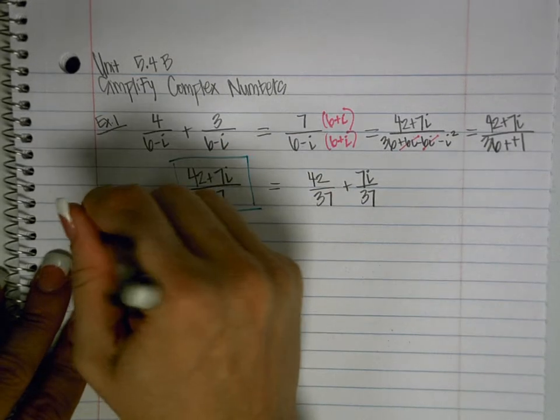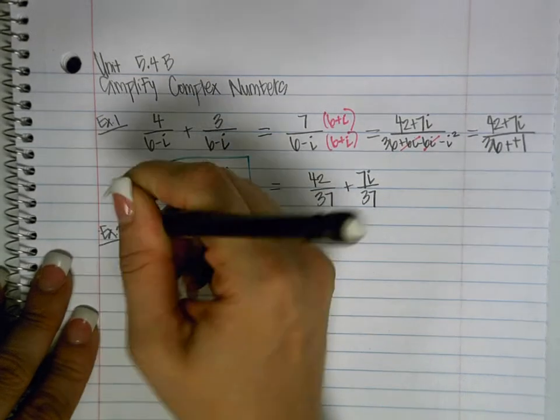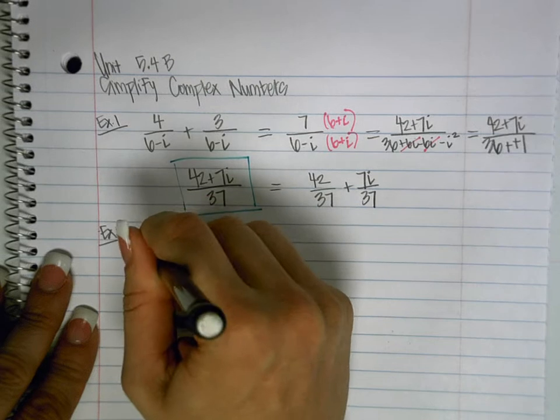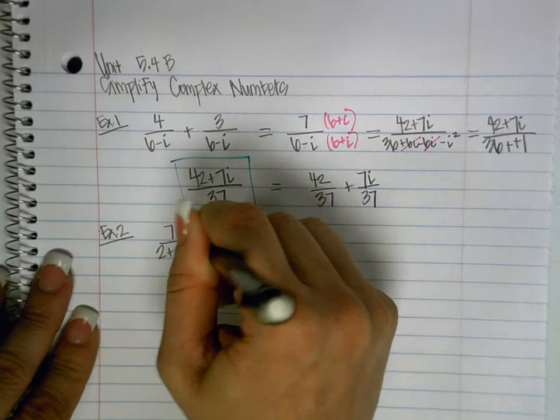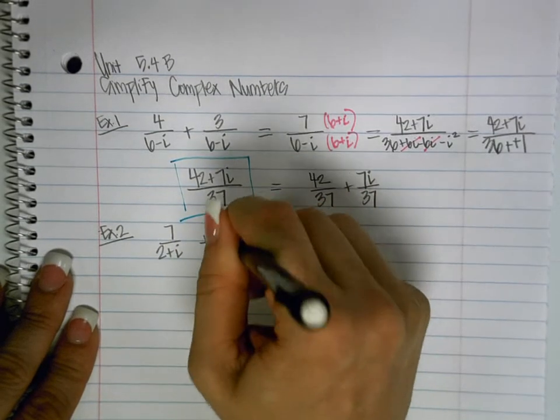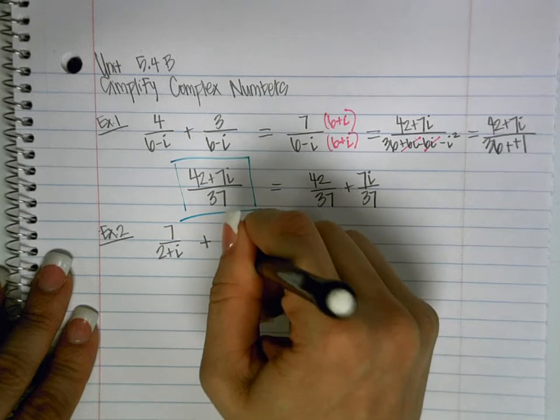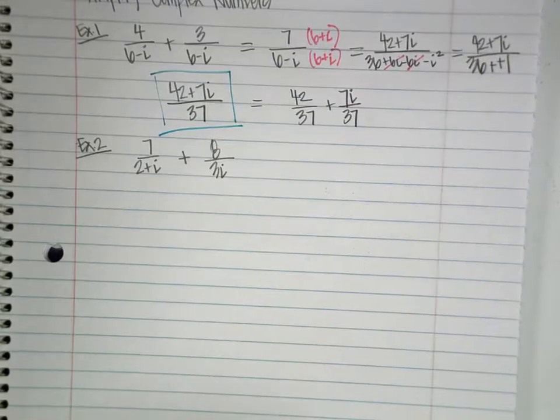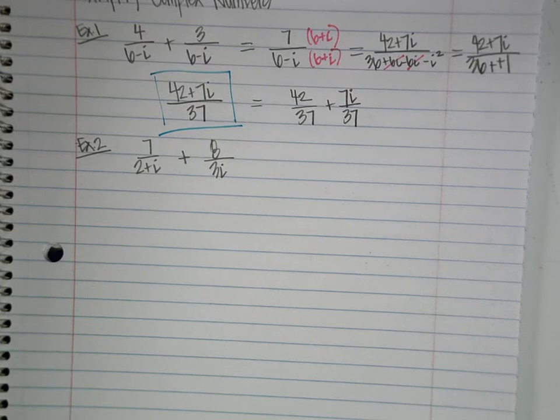Okay, so just simplify. Try another one. Number 2, I'd like you to simplify 7 over 2 plus i plus 8 over 3i. 7 over 2 plus i plus 8 over 3i. Yes.